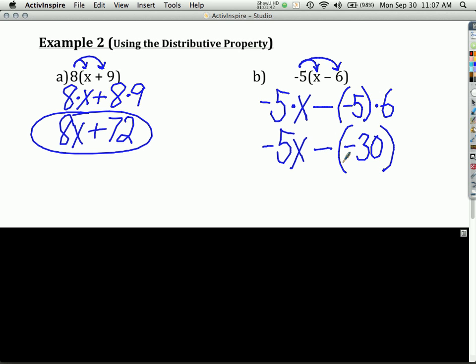Does anyone know how we write minus a negative number? What is that really supposed to be? Got 3 people who have an idea? 4 people. Alex, what do you think it's supposed to be?